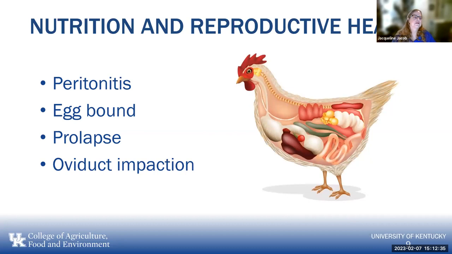So the main reproductive problems that we see are what we've been calling egg peritonitis, being egg bound, having a prolapse, and oviduct impaction. There are a few other ones that can come up, but these are the ones that we see most commonly, so we'll start there.